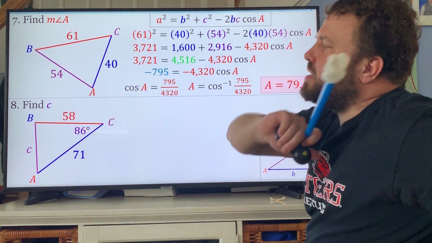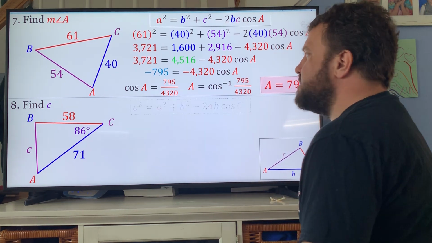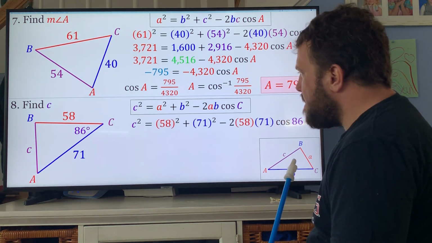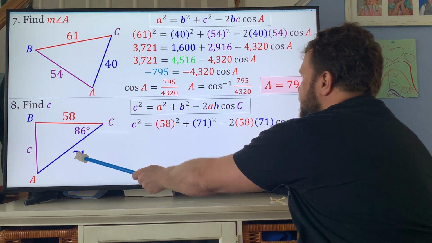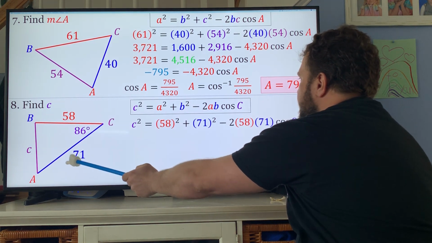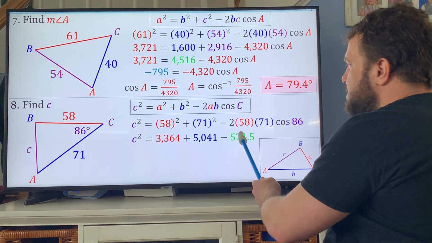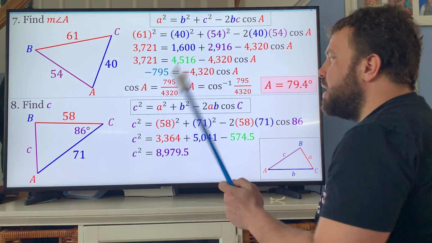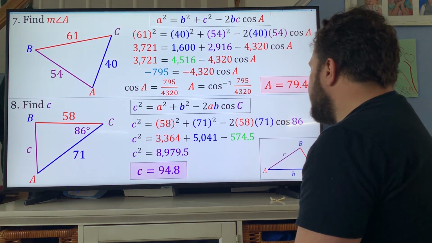And the last one you're finding is side length. Remember, little letter side, big letter A. So, C squared is A squared plus B squared minus 2AB cosine 86. Square, square, multiply them all together. Add and subtract. And you take the square root, second x squared, 94.8.